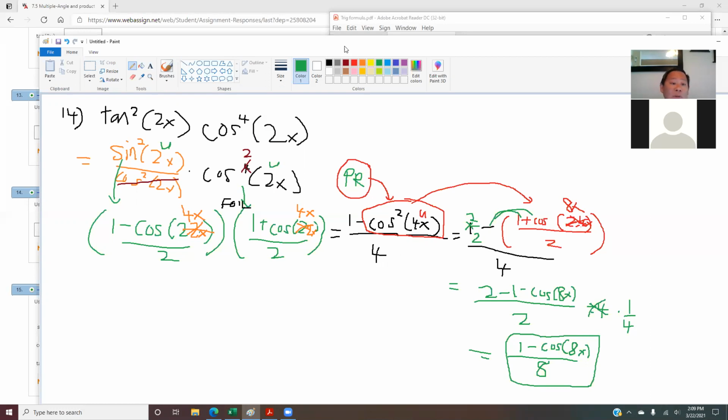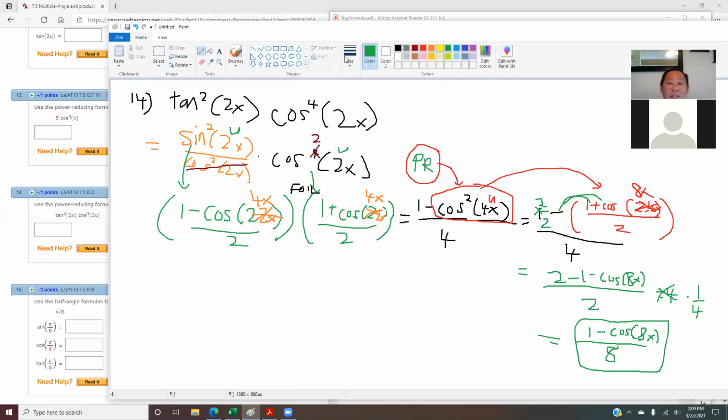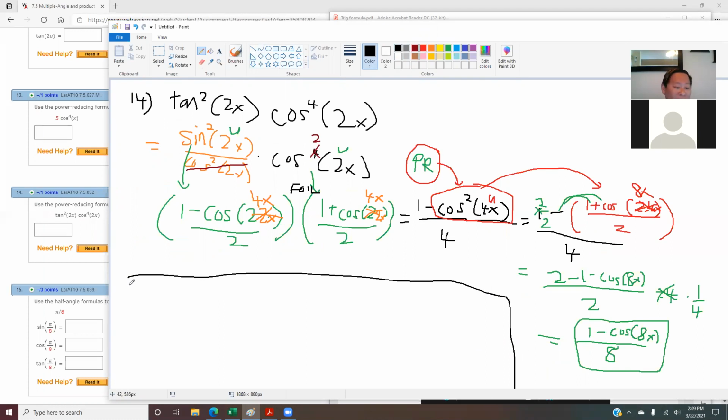For the question in number 13, I'm just going to give you a little head start on this one. It's giving you 5 cosine of 4x. In this case, your 5 is 5, but you change your cosine 4x to cosine 2x and cosine of 2x.